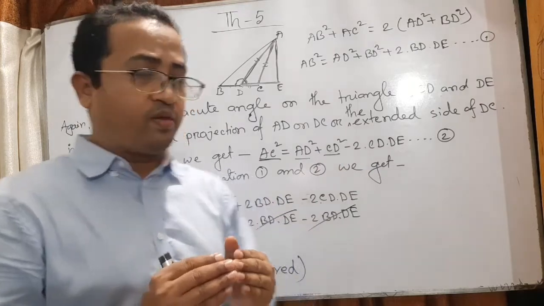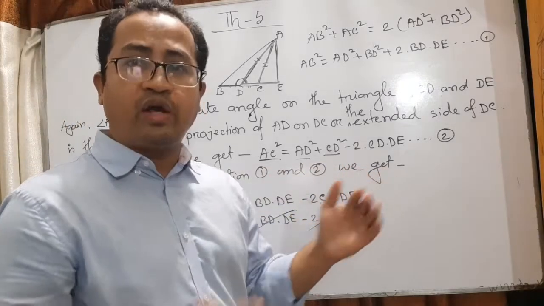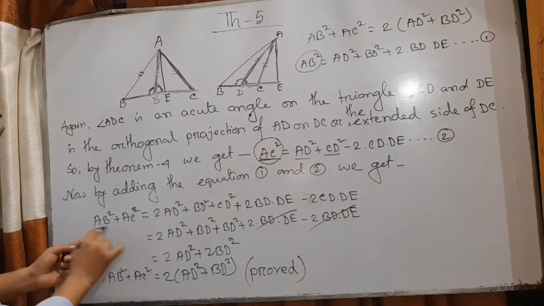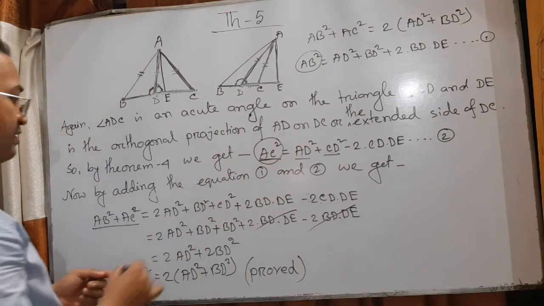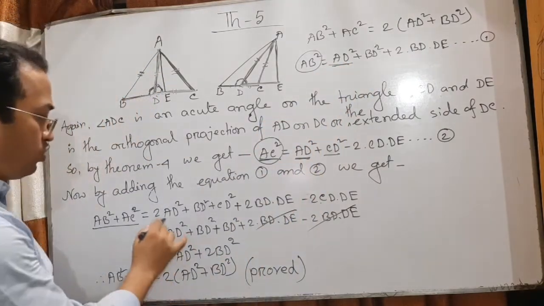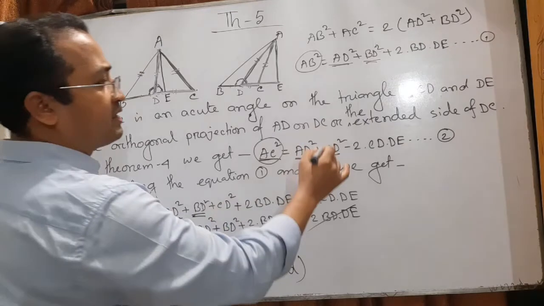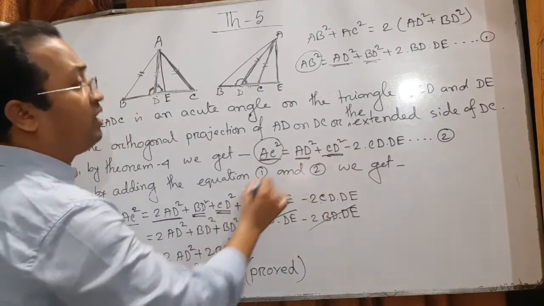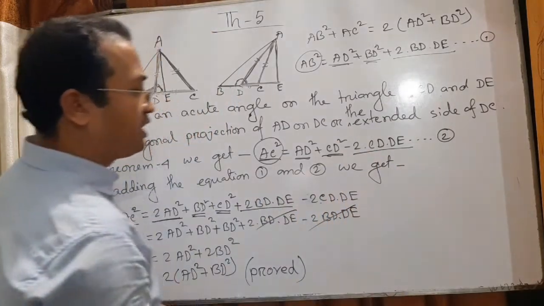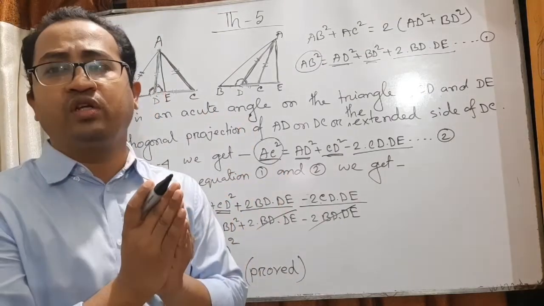Now we add these two equations. By adding equation 1 and 2 we get AB square plus AC square, then AD square plus AD square, it will be 2AD square. Then BD square, then CD square. Then 2BD into DE, minus 2CD into DE. Clear? We just add these two equations.